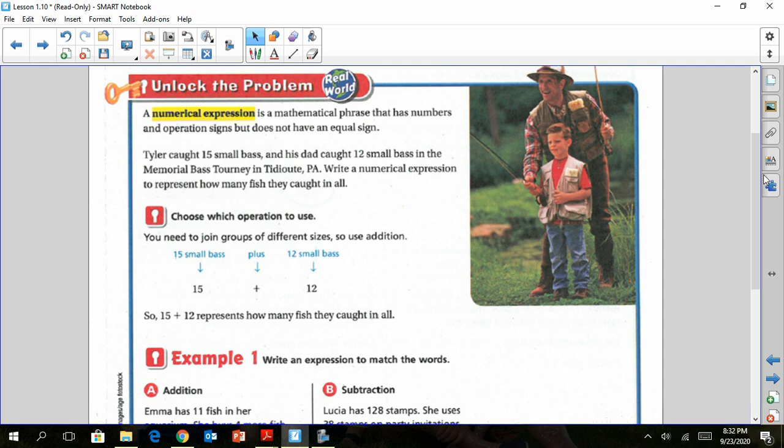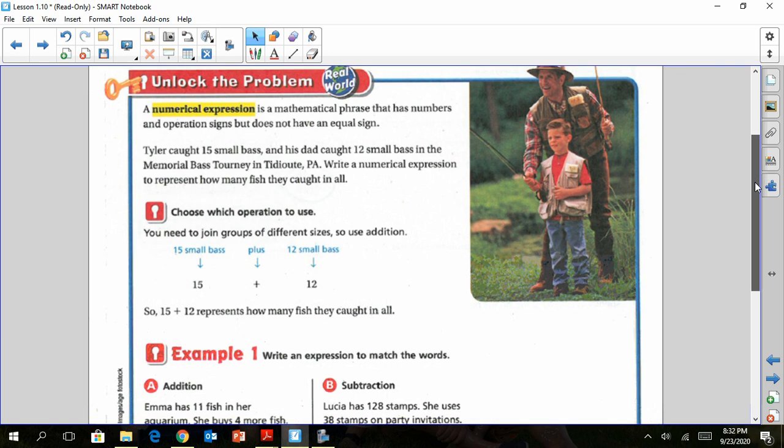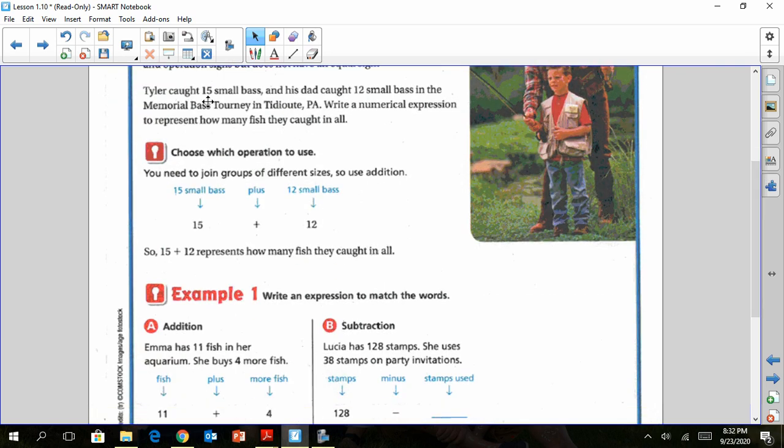First problem here is Tyler caught 15 small bass and his dad caught 12 small bass in the Memorial Bass Tournament. Write a numerical expression to represent how many fish they caught in all. So as we look here, Tyler caught 15, his dad caught 12, and because we are talking in all, we want to know how many they caught together. In all is a key word that tells us we're going to add them together. So we're going to do 15 plus 12. So the expression is just 15 plus 12. And that represents how many fish they caught in all.